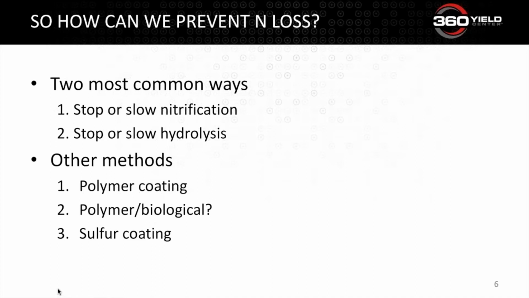One is to stop or slow nitrification, and one is to stop or slow hydrolysis. Those are the two main methods that we think about when we think about using a nitrification or a urease inhibitor to stop nitrogen loss, okay? Now there are polymer coatings, there's polymers and biologicals, and there's also sulfur coating, and I'll talk about those as well as they relate to reducing nitrogen loss, okay?